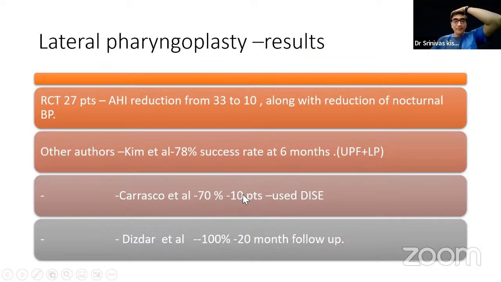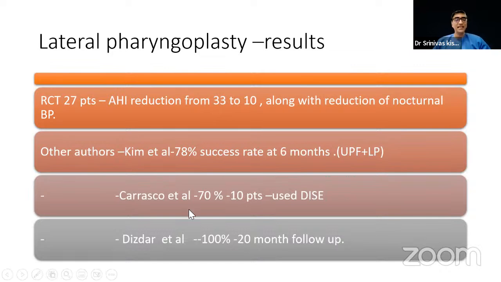But look at the patient sample size, 10 patients, and Dizdar et al, 100% success rate after 20 months follow-up. But unfortunately for me, somehow I have not got the courage to open up the parapharyngeal space. So I will go on record and say I have had a very bad experience with it. That does not mean the procedure is not great. It is a great procedure.